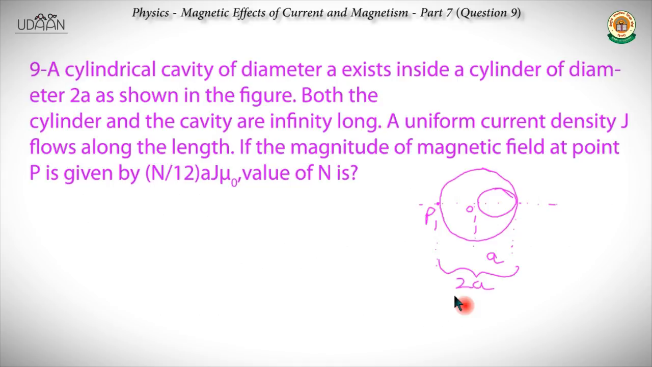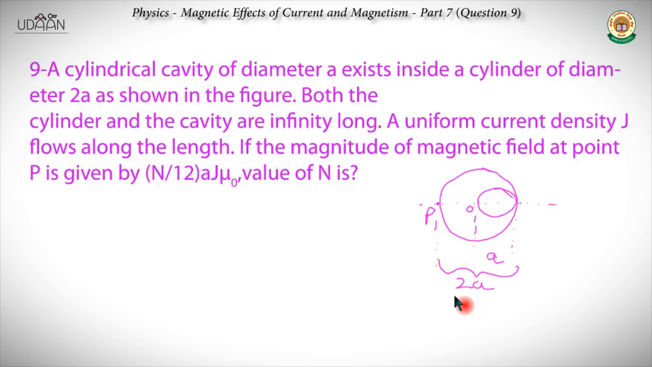the value of n. So we have a cylindrical cavity of diameter A inside a bigger cylinder of diameter 2A. Both the cylinder and the cavity extend infinitely long into space. And the whole cylinder carries a uniform current density of J along the entirety of its length. If the magnitude of the magnetic field at a point P is given, we have to find the value of n. So can you tell us how we'll solve this question today?